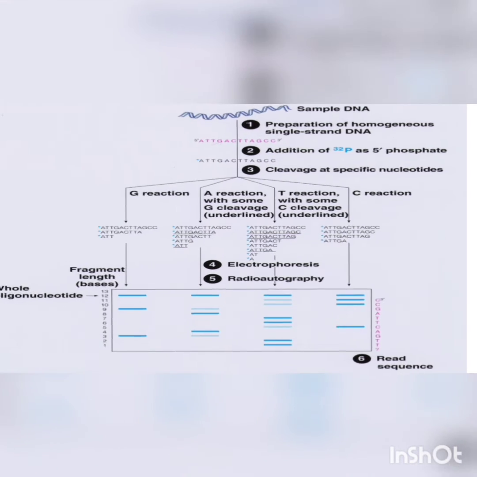First we take the G reaction. In the G reaction, guanine is cut where guanine is. The same happens in the A reaction, T reaction and C reaction. So the DNA gets fragmented at specific sites, then it undergoes electrophoresis, then autoradiography, so we can find out the sequence of the DNA.